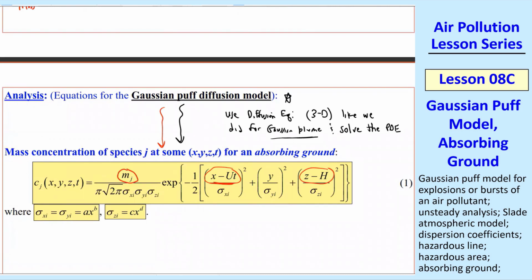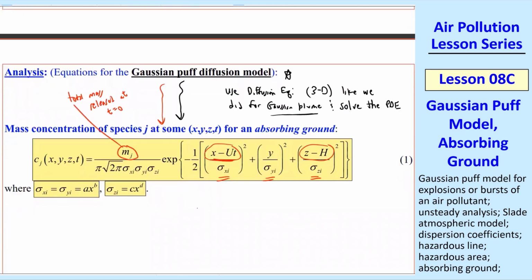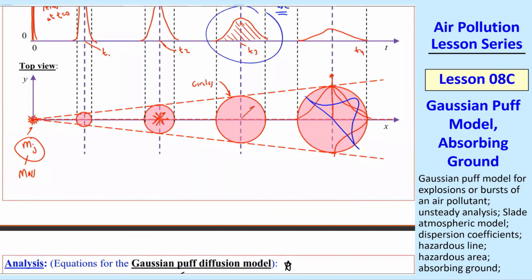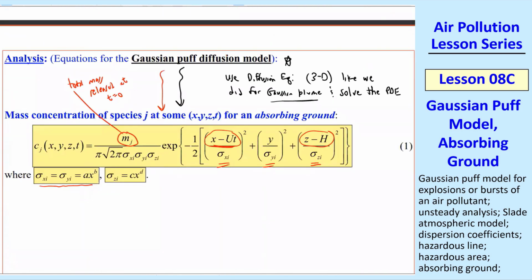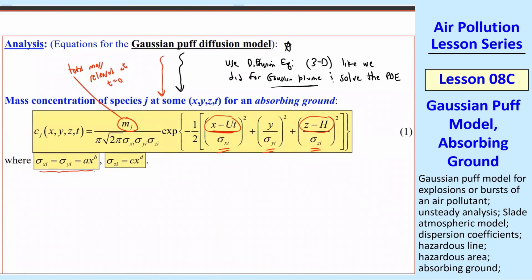Notice again, there's a total mass that's released. That's what we'll call mj. And then there are these diffusion coefficients. I put another subscript i, so we have sigma xi, sigma yi, sigma zi. However, sigma xi and sigma yi are the same, and that's because of these circles here. So it's diffusing exactly the same in any horizontal direction. It turns out that sigma xi and sigma yi are both equal to a x to the b, and then sigma zi is equal to c x to the d.